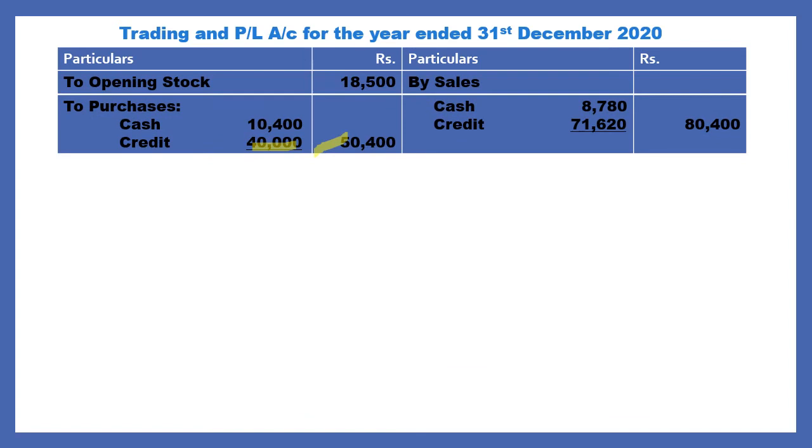Next one, by sales on the credit side, cash 8,780 as per cash account, and credit sales from the debtors account we have identified, credit sales 71,620, and we know the total sales also, it is given clearly in the problem, 80,400.